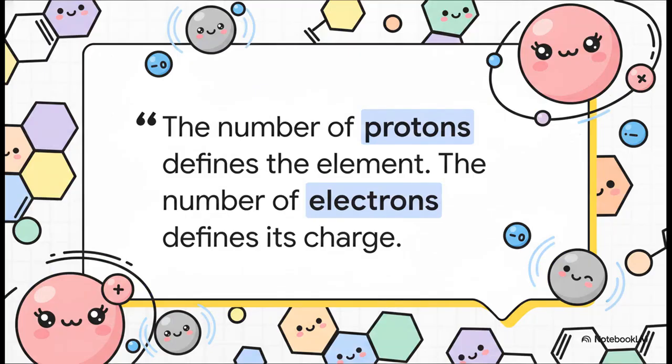And that really brings us to the single most important idea to take away from all this. The number of protons, that's the atom's identity. It's what makes it a specific element, like carbon or oxygen. That number is fundamental. But the number of electrons, that's what defines its charge. That's what determines how it's going to behave and react with everything else around it.